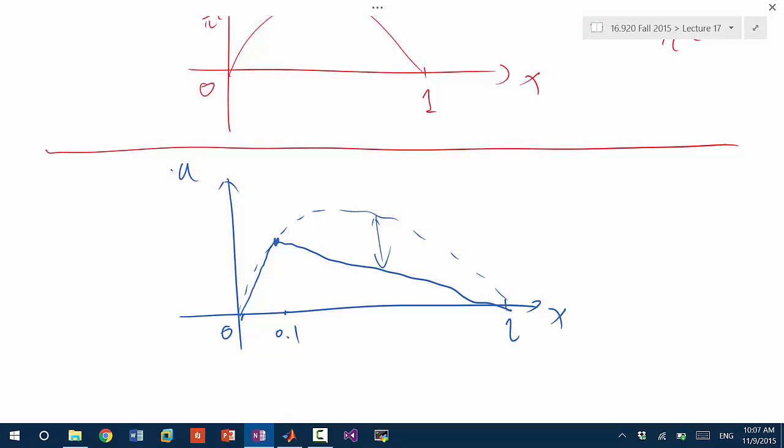We are not just capturing the solution at the grid points. We are actually approximating the solution using a whole function. And this piecewise linear function is my approximation. It just happens to be almost exact at the grid points. And we are going to look at why. I will tell you why.